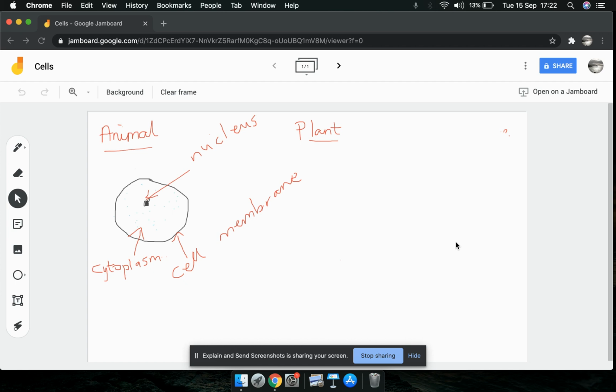Okay, and I'm going to swap over to the plant cell and draw the plant cell. So what we want to do now, again, with our black biro or pencil, is draw a rectangular shape now for a plant.